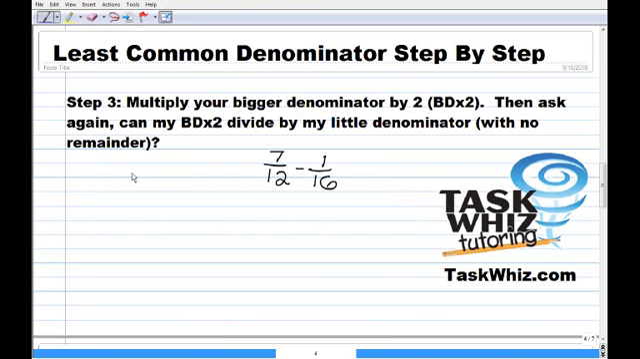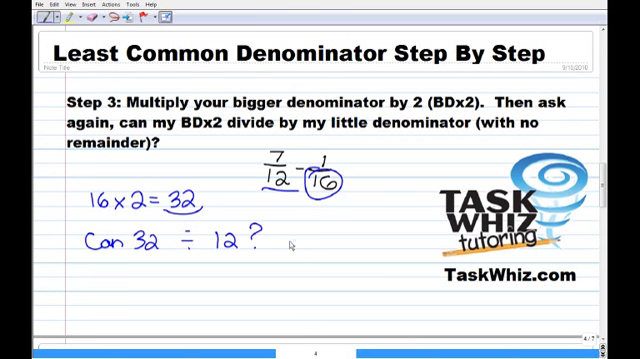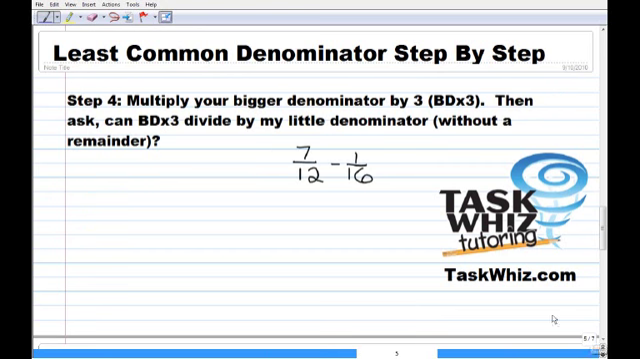So step 3. Now we multiply our bigger denominator by 2. Then we ask again the question, can our bigger denominator times 2 divide by our little denominator? So in our case, we take 16, our bigger denominator, and in our mind we multiply it by 2. And that number is 32. Then we ask the same question again, but using the bigger number. We say, can 32 divide by our little denominator 12 with no remainder? And the answer is no. And if that's the case, then we keep moving up the ladder.